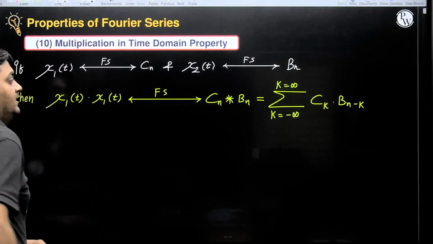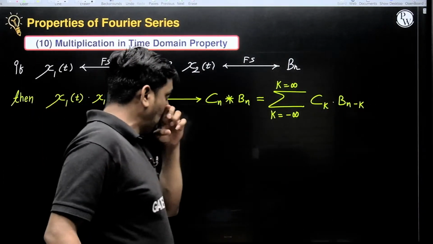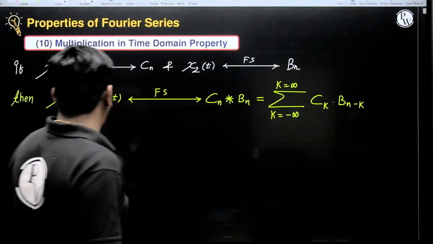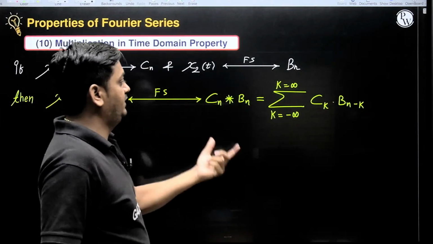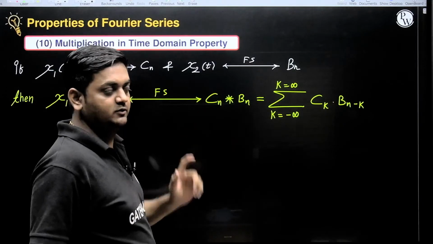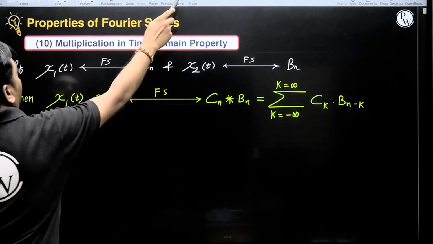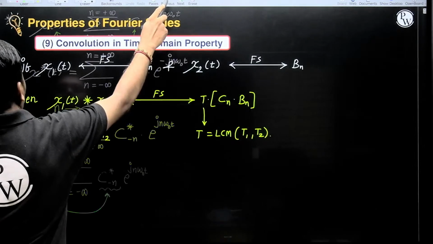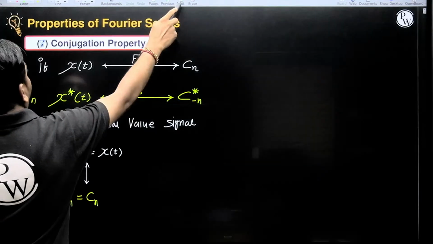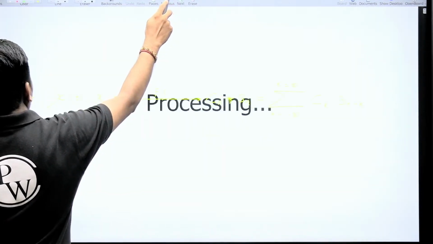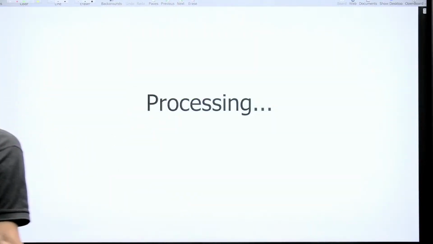Continue, guys. So here, multiplication in the time domain corresponds to convolution between the coefficients. Property number 9 was done, and this is 10, and now next is 11, guys.